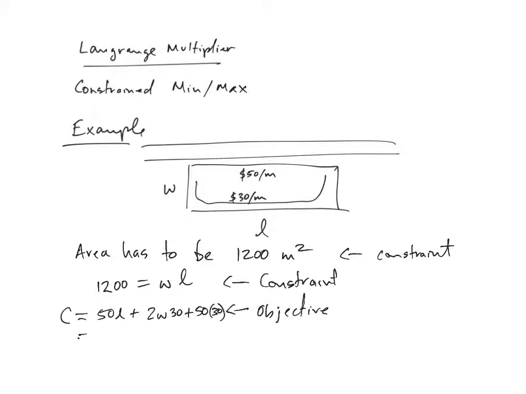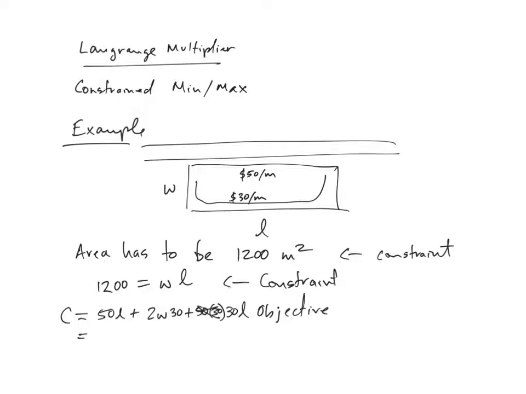So the cost is equal to 50, no, I messed something up there, sorry. I need more room here. 50 times L is this side. 2 times W times 30, and 30 times L, not 50 times L. This is wrong. I need 30 times L for the cost of the fence on this edge.